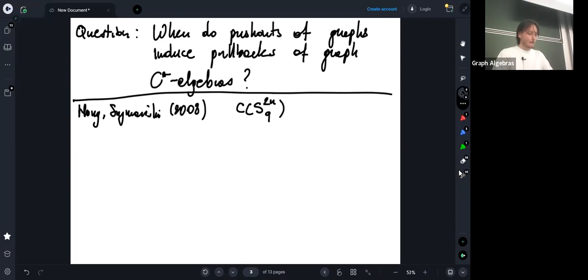So that was the first result. Then you generalize it to higher dimensional spheres. So you had it for Podleś.